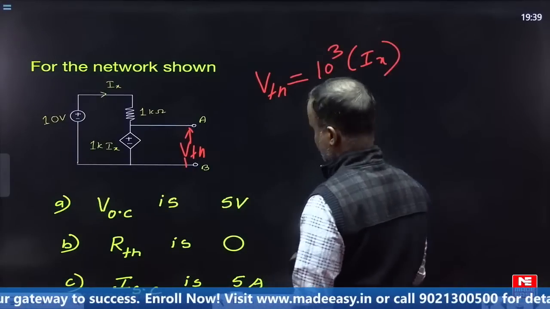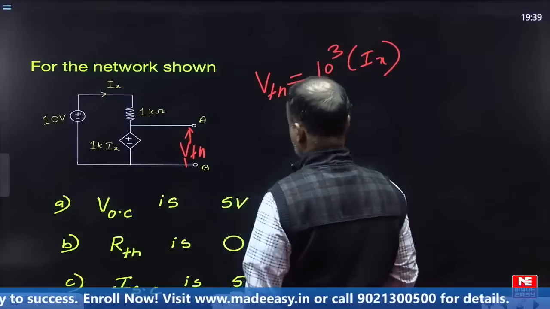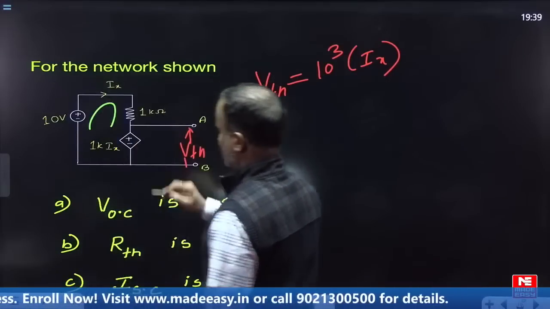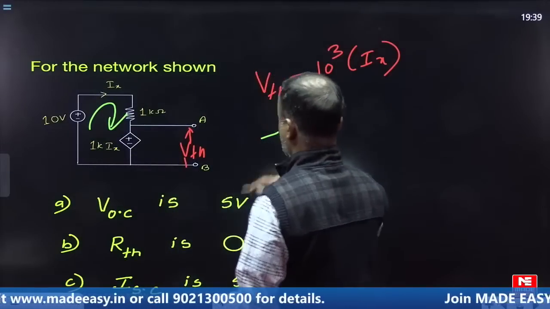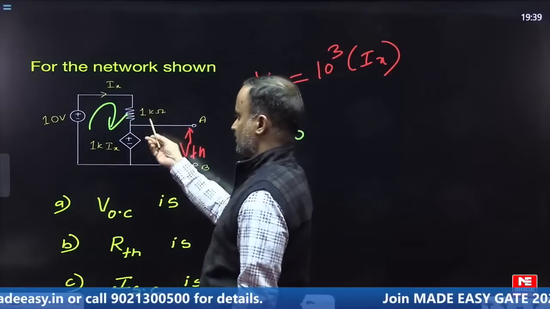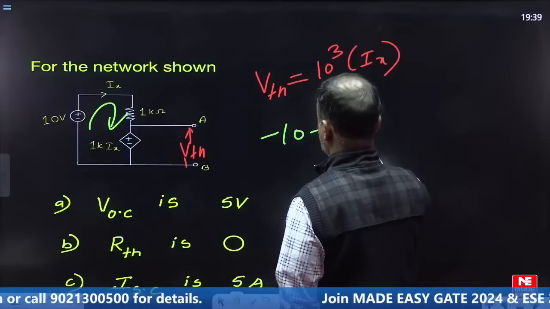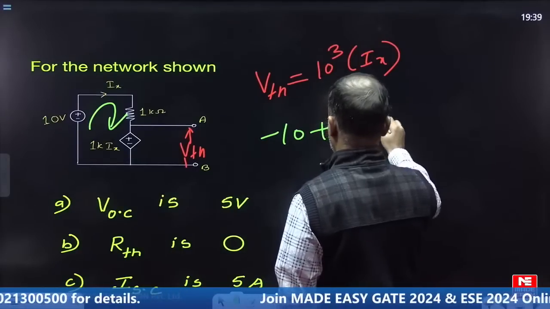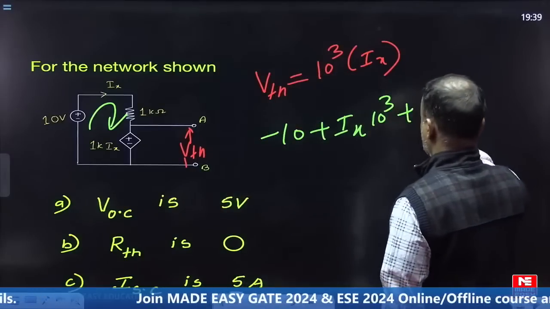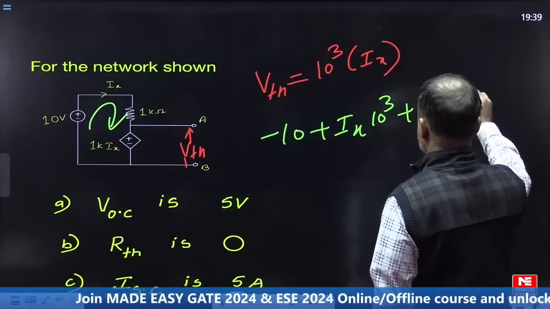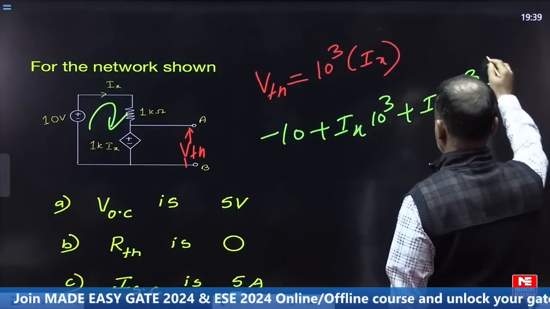Can you find out the IX value first? To find out the IX value, we can write the KVL equation on this side. Lower potential to higher potential is voltage rise. Now IX is circulating through the 1 kilo ohm resistor. Now whatever this one, higher potential to lower potential, whatever this one also IX, the entire expression is equated to 0.